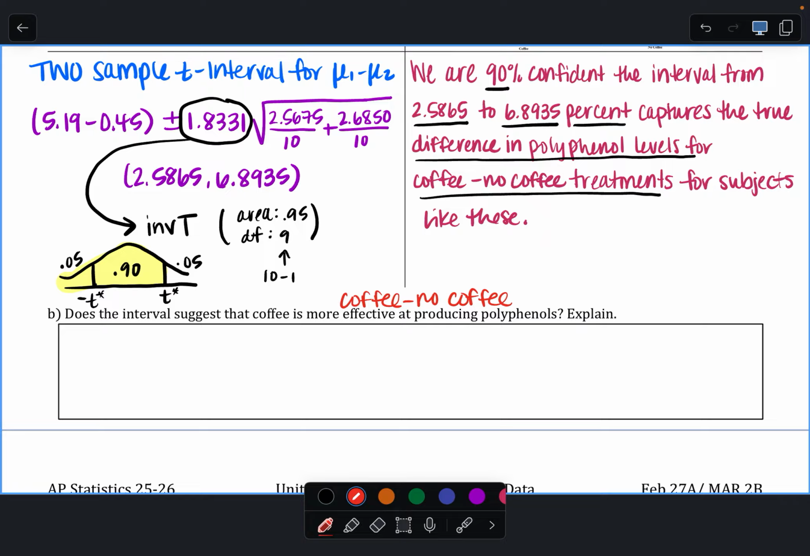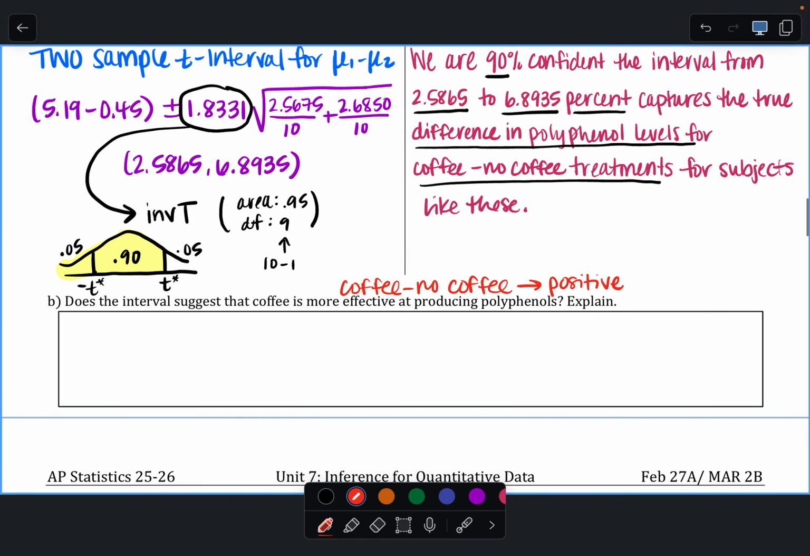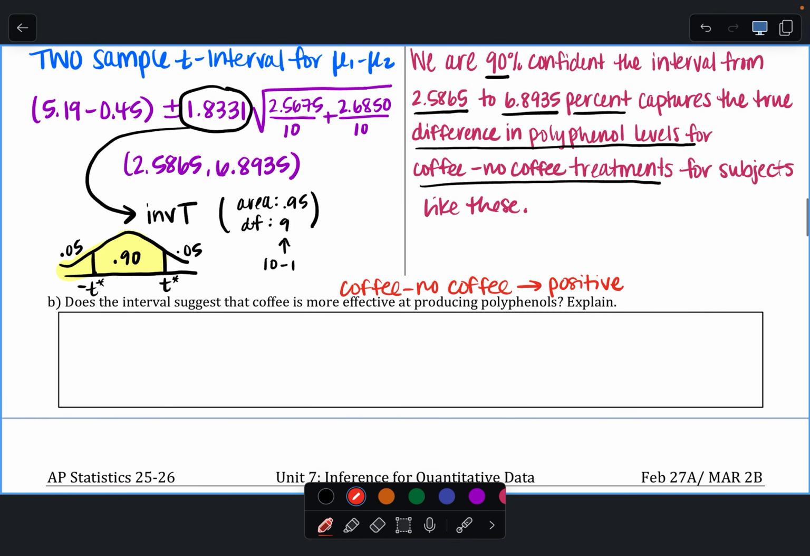And if I want the coffee to be higher, I am interested in having positive values. I want a positive difference between those 2 things. And so a lot of the time you can kind of get away with being like, well, 0 isn't in the interval, so we can't conclude that they are the same for the most part.